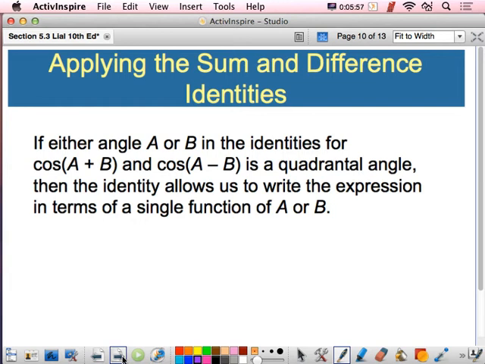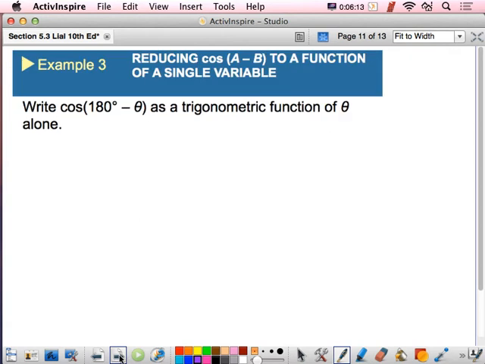I guess what they're saying is if it's a quadrantal, either sine or cosine is always 0, right? So one of those terms, either the cosine or the sine, is going to collapse to 0. So you can show some really neat connections through this. Let's take a look at this one. If I want to write the cosine of 180 degrees minus theta as a trig function of theta alone, basically we just take that expression, expand it out using the identity, and then plug in what we can. So the cosine of 180 minus theta.